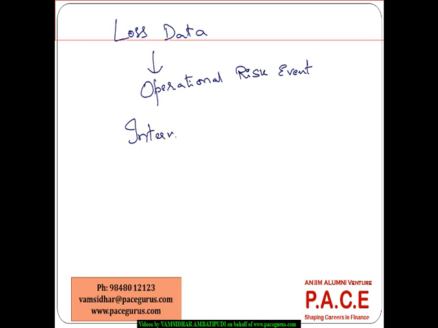So, we'll look at something into this internal loss data, and whenever we are talking about loss data, it is not just the loss, because the better way to define this is it's an operational risk event, not just the loss. It may cause a loss, it may not cause a loss, right? And typically, internal is something that has happened in the firm or to the firm. And external is something that did not happen, the loss that did not happen in the firm, but it happened in the industry.